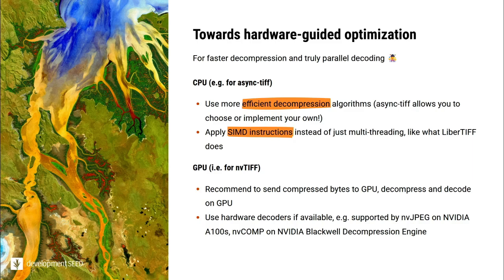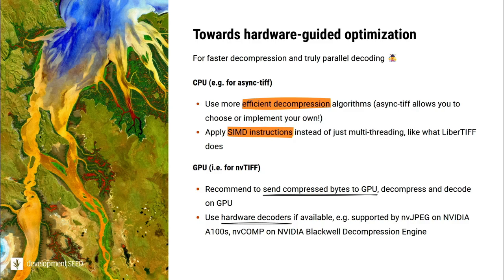On the GPU side of things, I want to emphasize that it's a good idea to let the GPU do most of the work. So send the compressed bytes directly to the GPU, rather than decompressing on the CPU and then sending those to the GPU. Let the GPU do the decompression and decoding. It's an expensive device, and you want to use it as much as possible. That will give you lots of benefits.